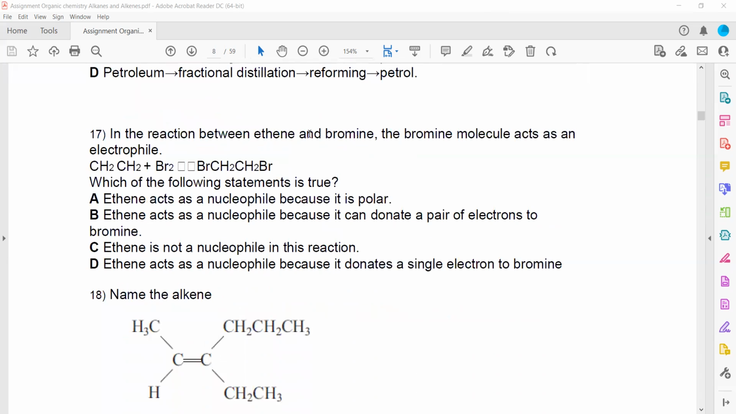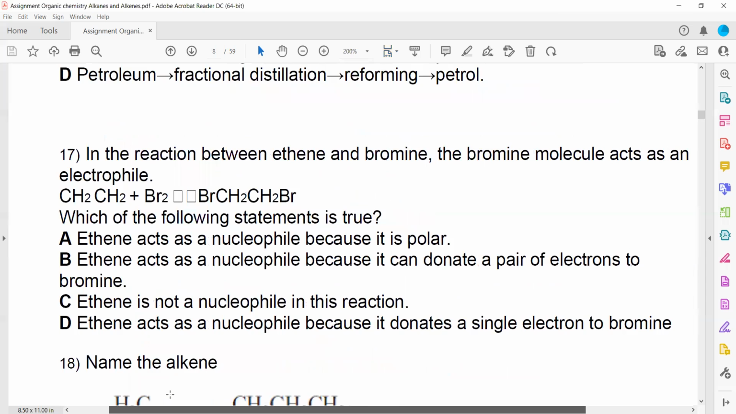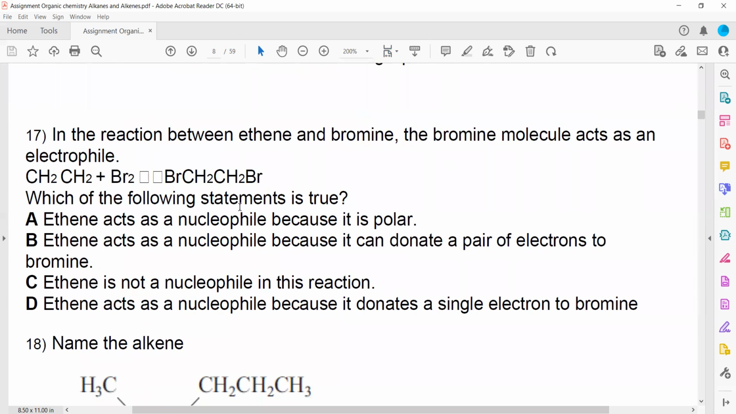So in the reaction between ethene plus bromine, the bromine molecule acts as an electrophile. So ethene plus bromine will give 1,2-dibromoethane. Which statement is true?